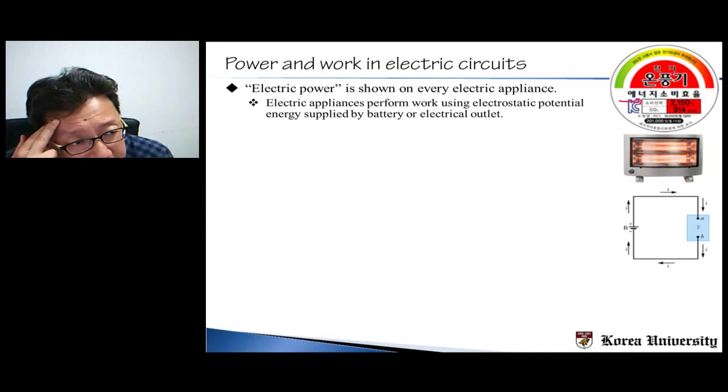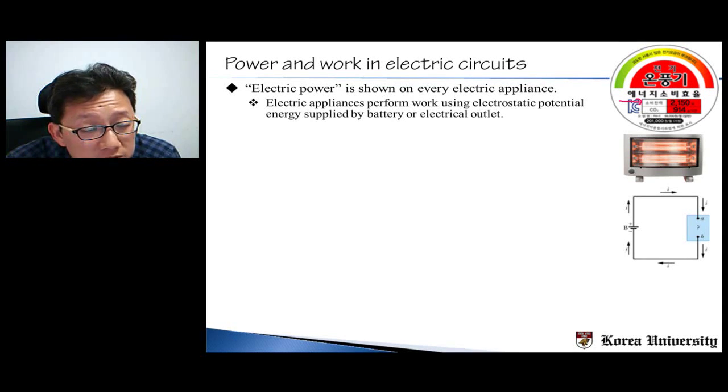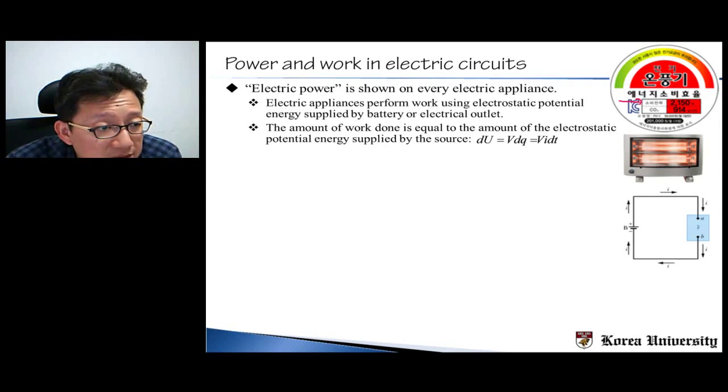In order to understand it, let's think about it this way. The reason why you buy these electric appliances is to perform work for you, and they do work by using electrostatic potential energy supplied by a battery or sometimes from an electrical outlet on the wall, right? The amount of work done by this machine is of course equal to the amount of electrostatic potential energy supplied by the source. And how do we calculate it?